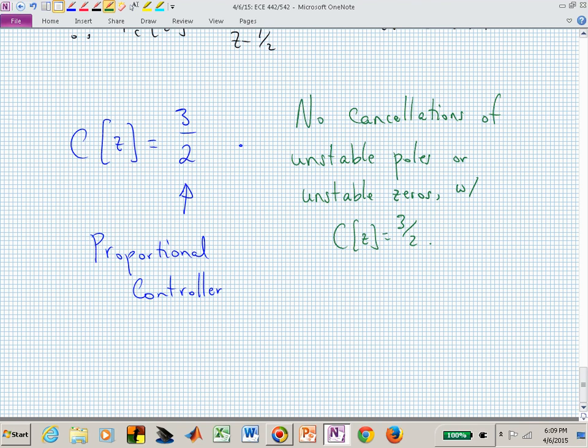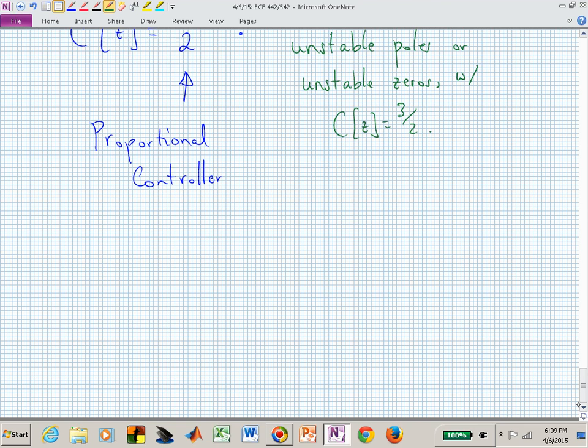We cranked up the gain to try to, what? Push that unstable pole inside the unit circle. We had to crank it up, but we didn't cancel anything. We just increased the gain. We probably don't want to increase the gain too much, though, do we? Now, what else might we be interested in? We've stabilized the system. We start celebrating. Not so fast.